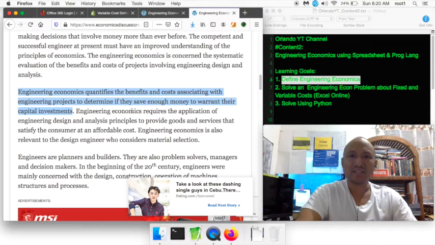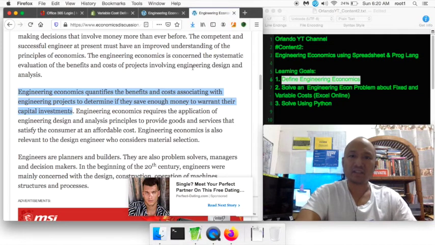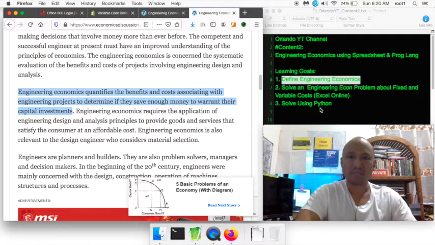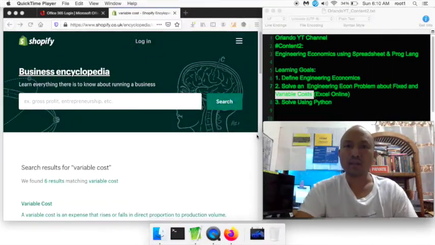So for this first example, later I'll demonstrate a very simple example about variable cost and fixed cost using a spreadsheet and also using Python. Stick with me.